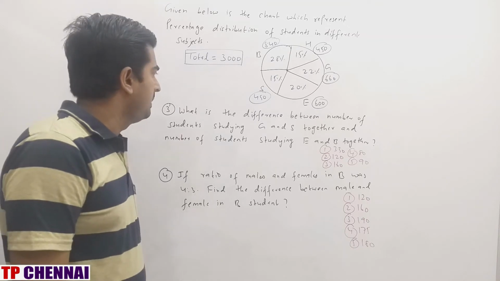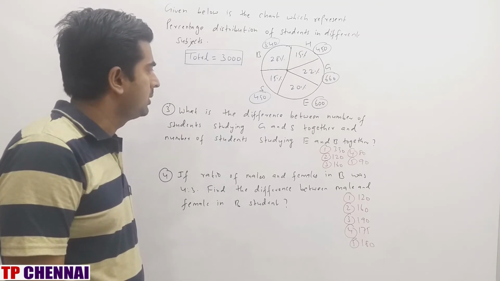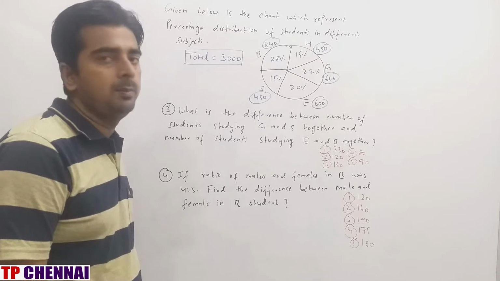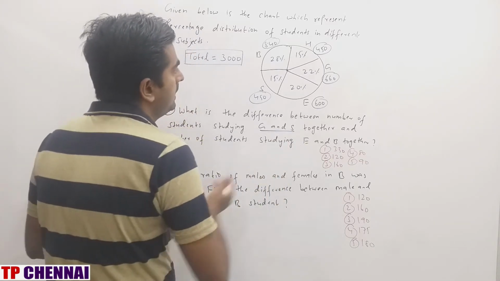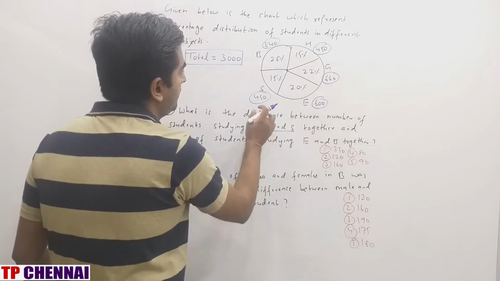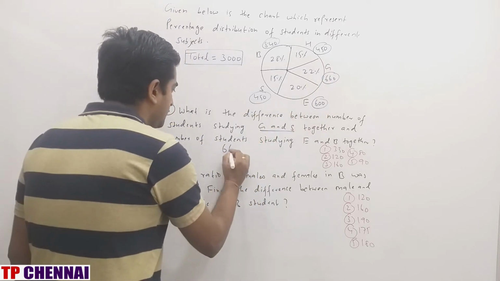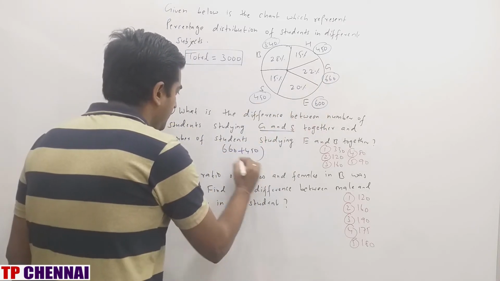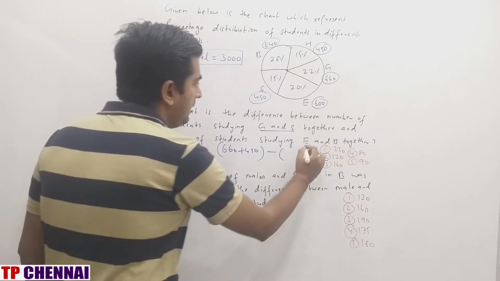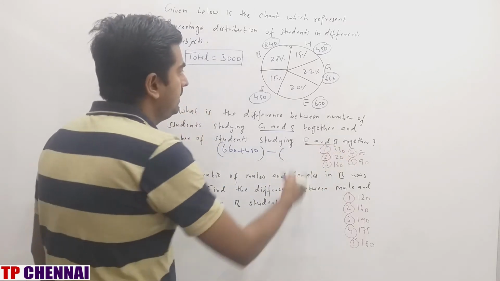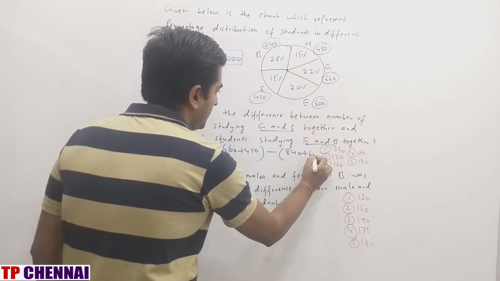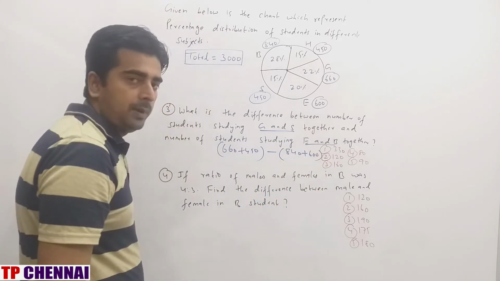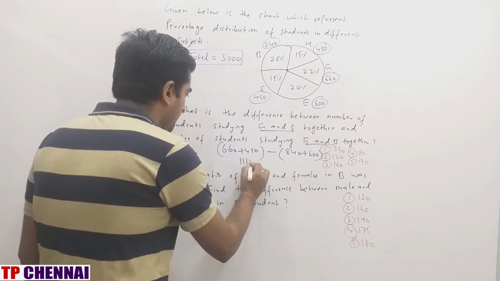What is the difference between the number of students studying G and S together and the number of students studying E and B together? So G and S, what is the value of G? 660. What is the value of S? 450. So 660 plus 450 minus E and B together. Right? E is 600, B is 840. So 840 plus 600. 660 plus 450 is 1110.